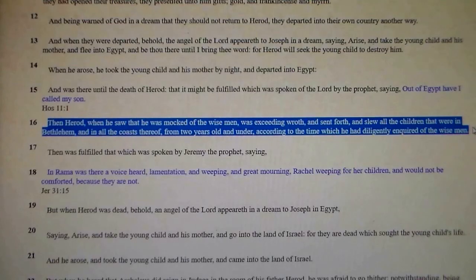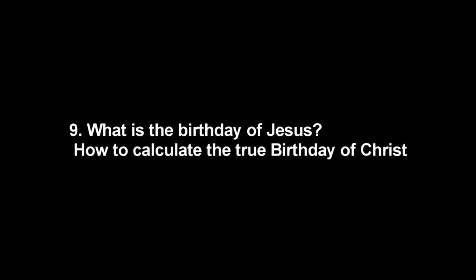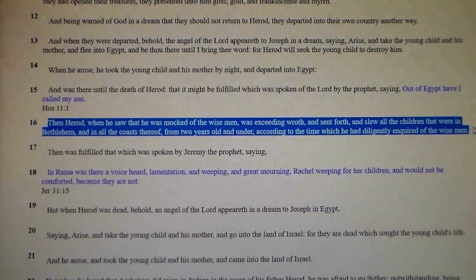So now that we have the year of the birth of Christ, what is the day of his birth? What is the birthday of Jesus? Praise God. And according to the book of Luke, Jesus and John the Baptist were separated by 6 months in age, meaning that Jesus was exactly 6 months younger than John the Baptist.